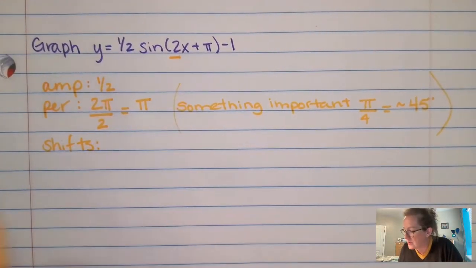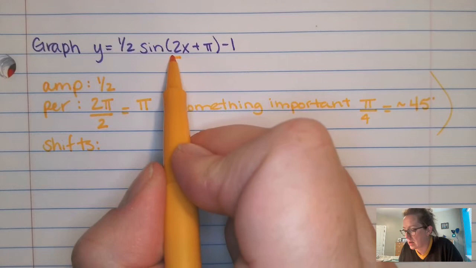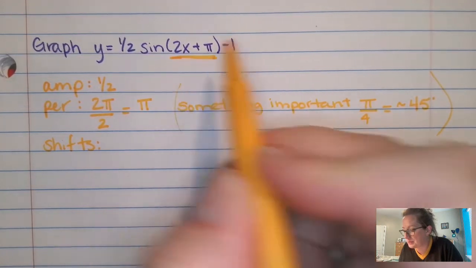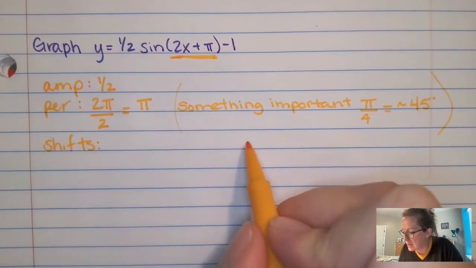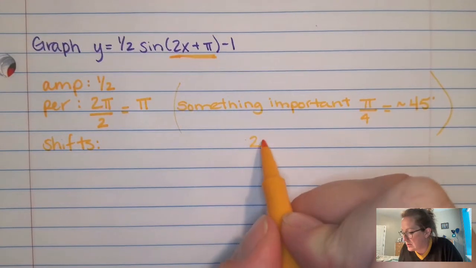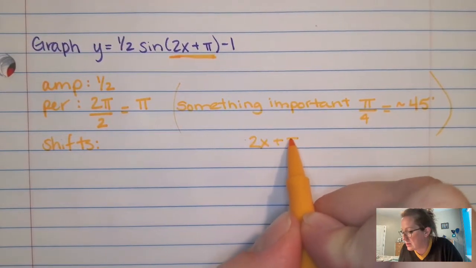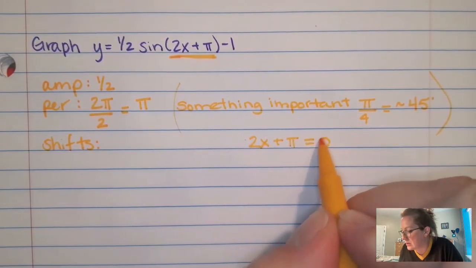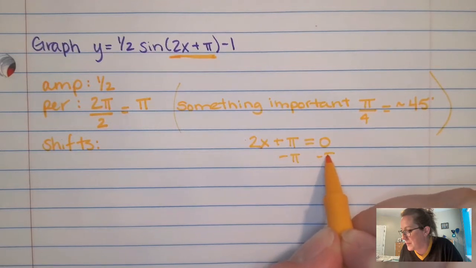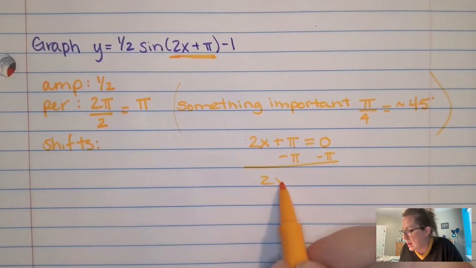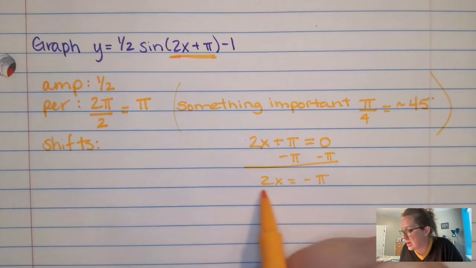All right, shifts. So let's do the hard one first. So it's this guy. Remember, we're going to say that guy and set it equal to 0. So 2x plus pi equals 0. Move the pi. 2x equals negative pi.